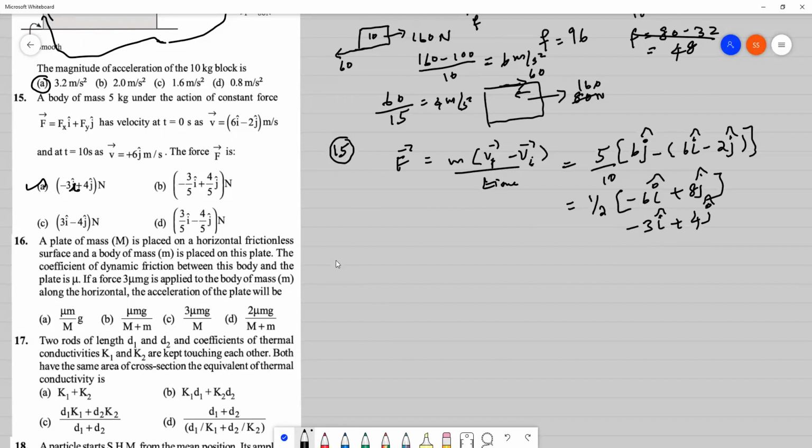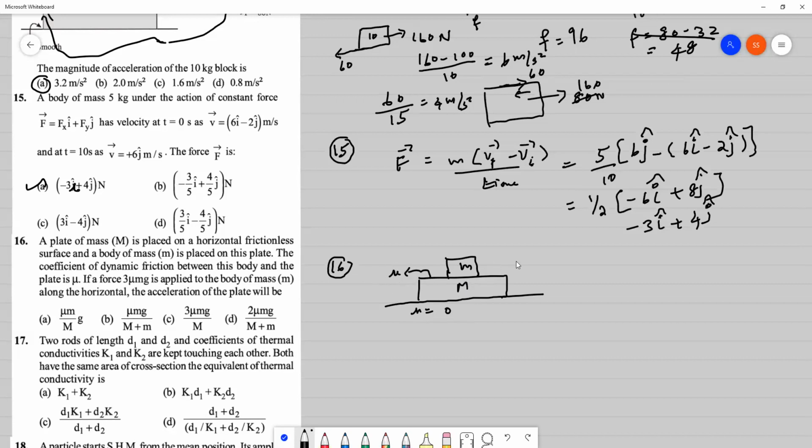Question number 16 next. Let's do question number 16. Everyone listen. The plate of mass M is placed on a horizontal frictionless surface. This is no friction, mu 0. And a block of mass m is placed on it. This has friction. And the coefficient of dynamic friction is going to be mu.